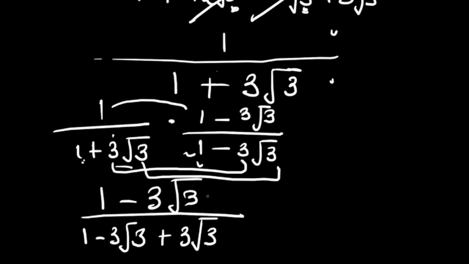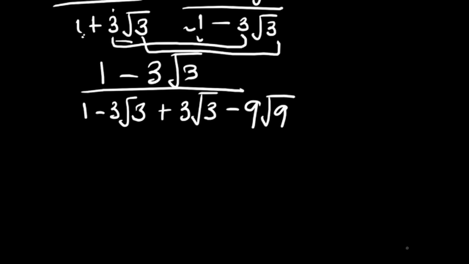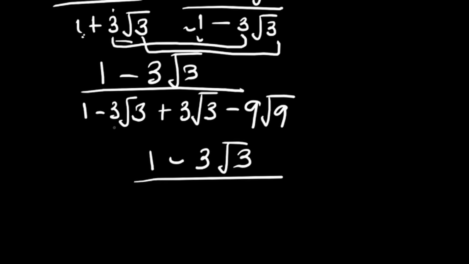So 3 times minus 3 gives us minus 9, and then root 3 times root 3, okay? Like I said, inner, inner, outer, outer. Then root 3 times root 3 can be written as the square root of 9. Let's just leave it this way and continue from here. I'm going to simplify that further. Now on top we have 1 minus 3 root 3 over, down here we have minus 3 root 3.